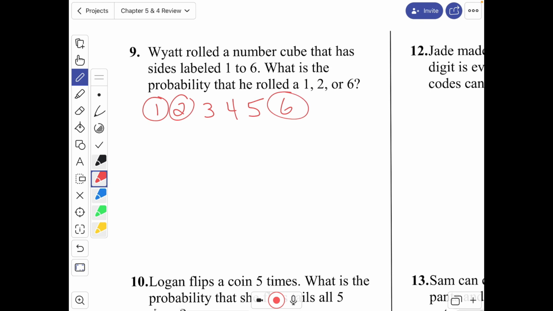The chance of getting those would be 3, because there's 3 numbers that I circled, out of how many possibilities? 6. 3 out of 6. And we need to simplify that. And we get 1/2. So the probability of him rolling a 1, 2, or 6 is 1/2.